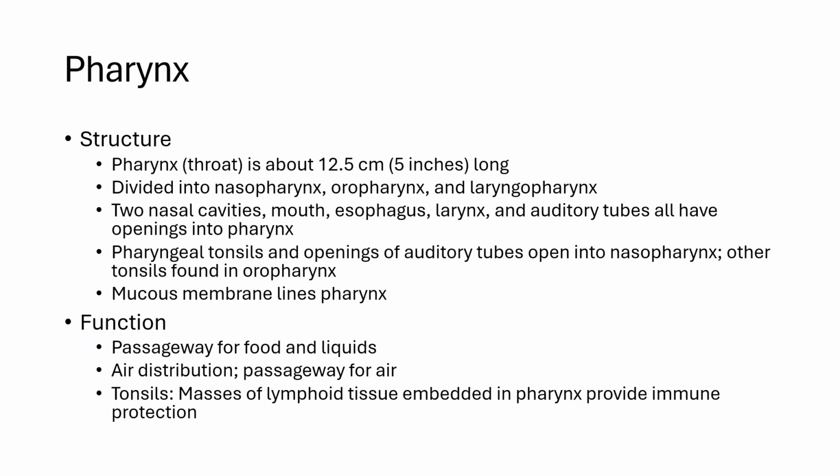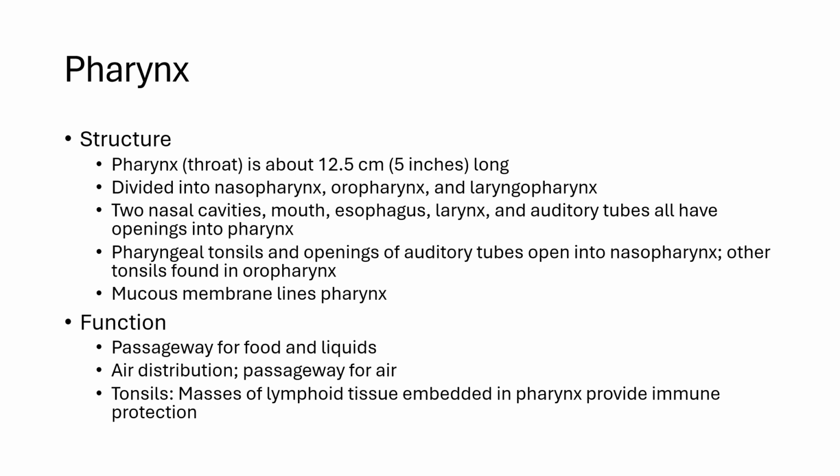So the pharynx is basically the throat. It's 12.5 centimeters long, and it's divided into the nasopharynx, the oropharynx, and the laryngopharynx. The two nasal cavities, the mouth, the esophagus, the larynx, and the auditory tubes all have openings in the pharynx. So it's almost like the gateway for all these other anatomical parts of our body.